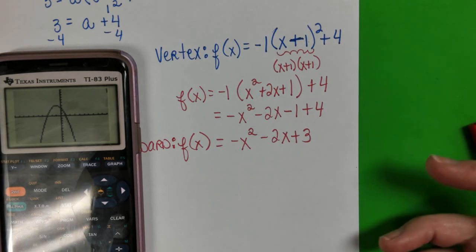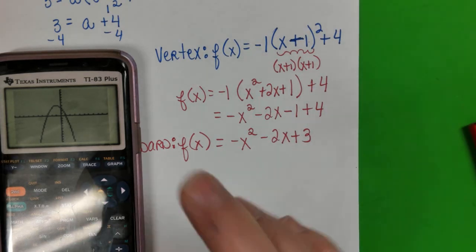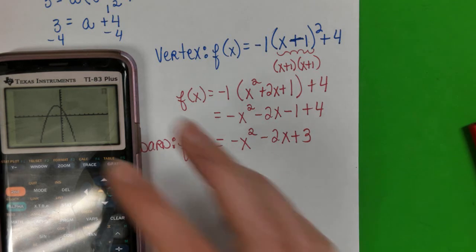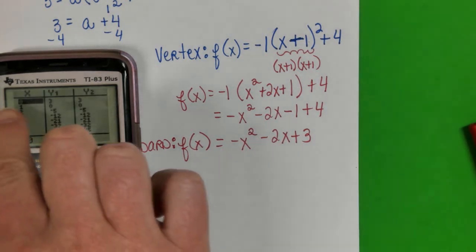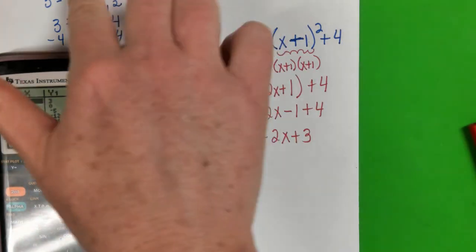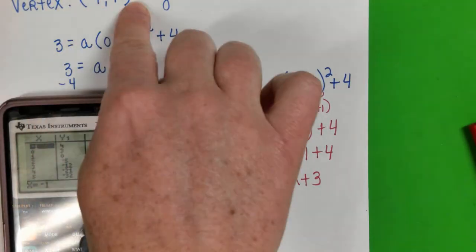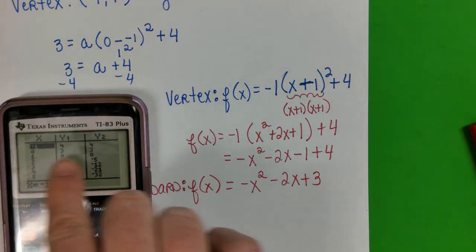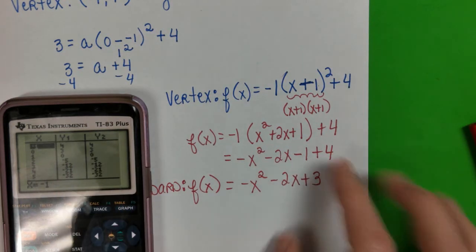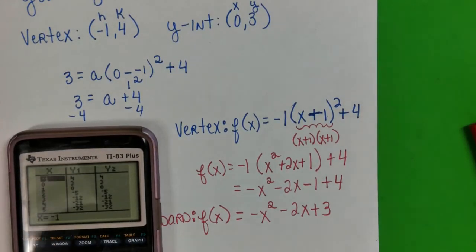And it's hard to tell, but look, it is exactly the same. Let's look at our table. Notice all the values are the same. Does it have our vertex of negative 1, 4? Yep. Does it have our point 0, 3? Yep. So that's a great way to double check yourself.